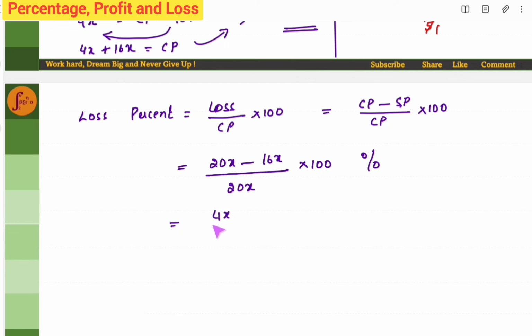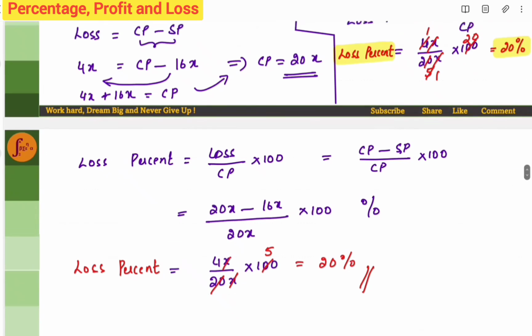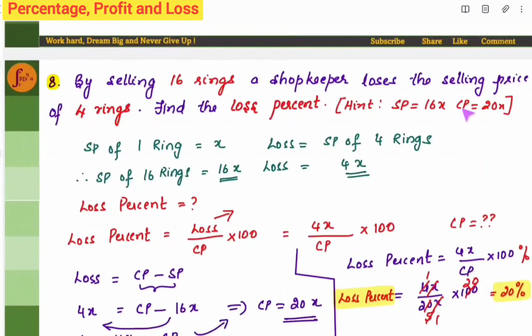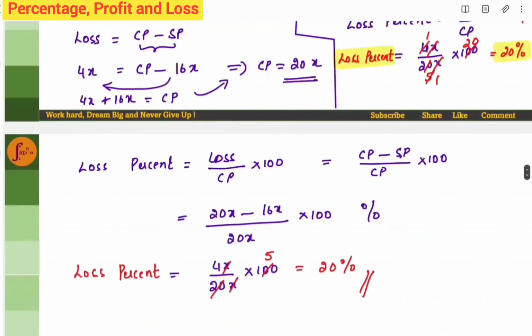So we'll get 4X by 20X into 100. X and X will get cancelled. 4 into 5 is 20%. So this is loss percent. See, we have used two methods. In both the methods, we have got the same answer, right? We have used the clue directly and substituted and got 20%.